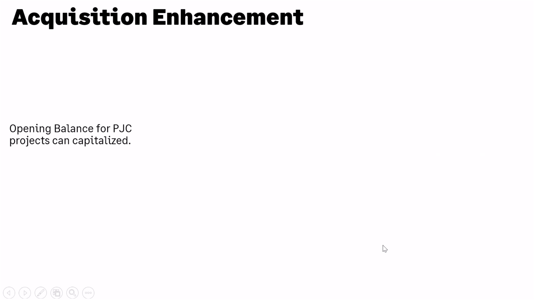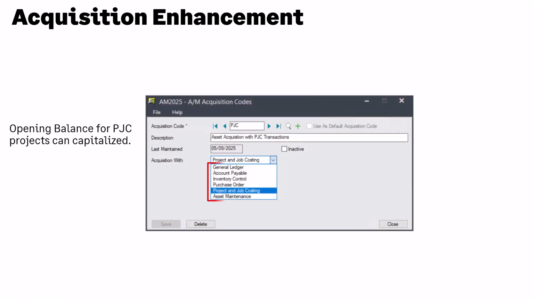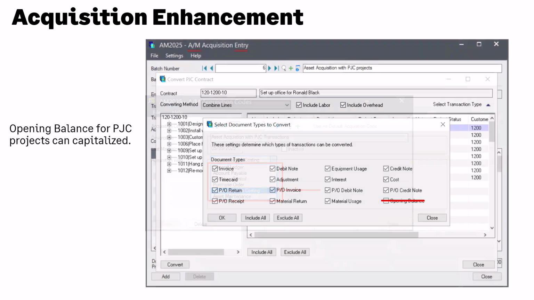Norming integrates with multiple CD300 modules for acquisition purposes. One of them is to capitalize PTC transactions. In previous versions, all the following types of PTC transactions could be capitalized. With this new feature, now opening balance for projects can be capitalized too.